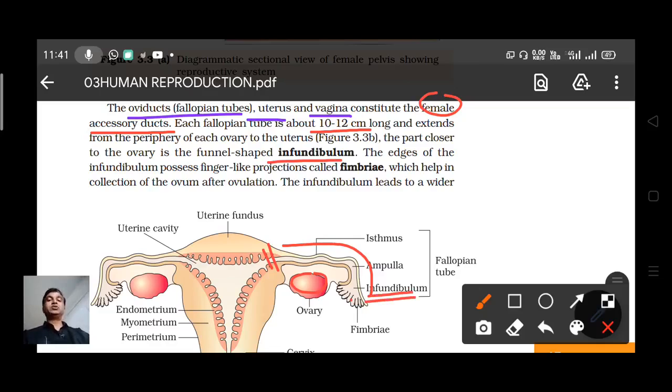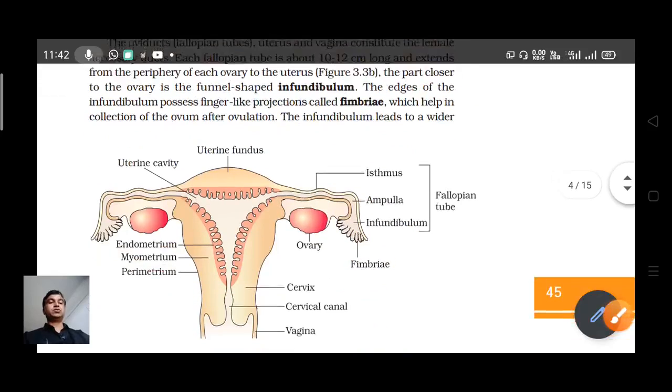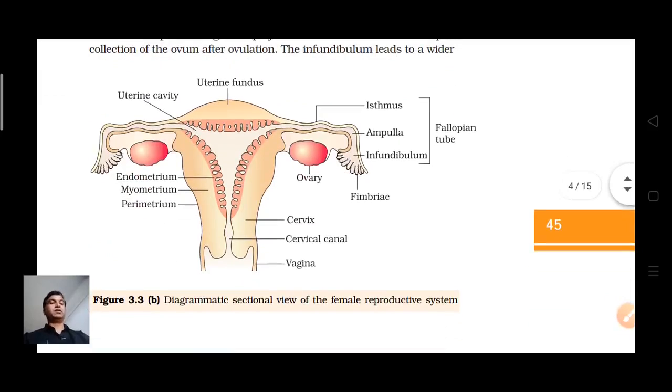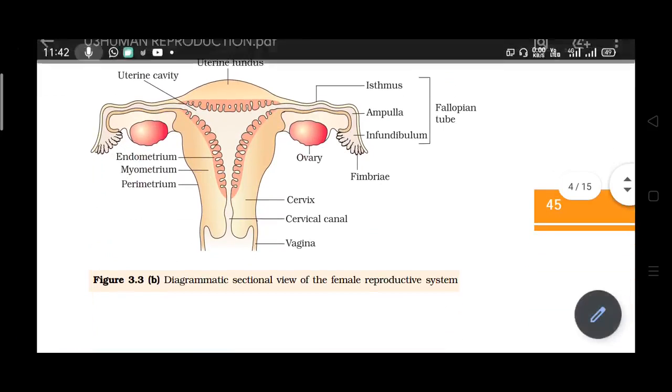The edge of the infundibulum possesses finger-like projections called fimbriae, which help in the collection of the ovum after ovulation. From this ovary the secondary oocyte is released. This secondary oocyte enters into the infundibulum with the help of the fimbriae. When you observe this figure, this is the female reproductive part. The description about this is given on the next page. Just go through this figure.